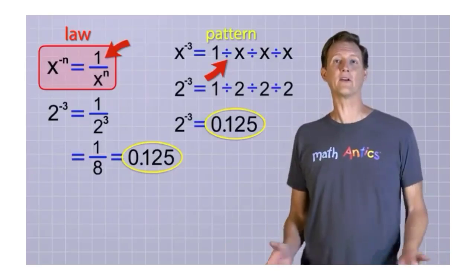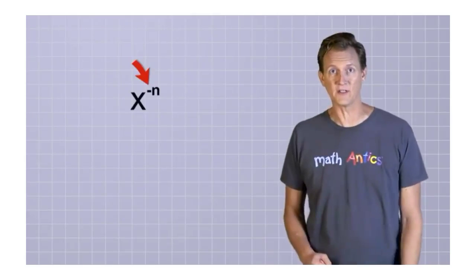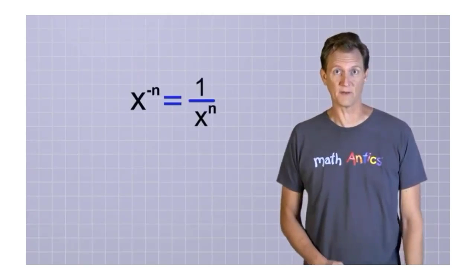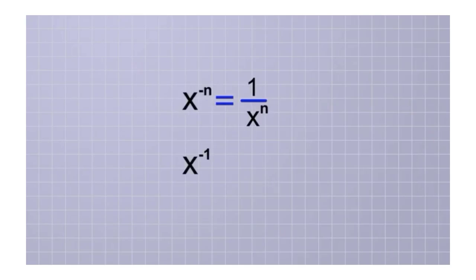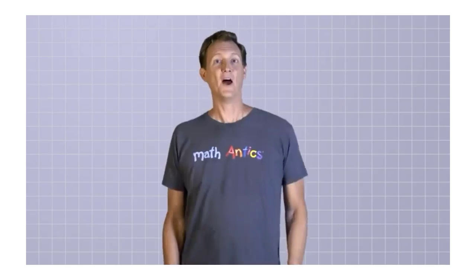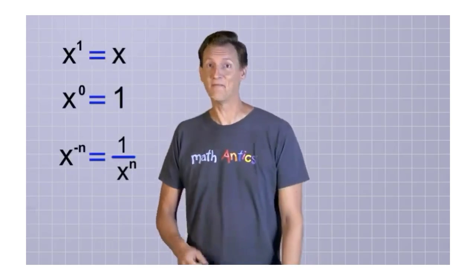And now you know how to handle any expression with a negative exponent. It's just 1 over the same expression with a positive exponent. X to the -1 is 1 over x to the +1, or just 1 over x. X to the -2 is 1 over x to the +2. X to the -3 is 1 over x to the +3, and so on. All right, 3 laws down, 5 more to go.